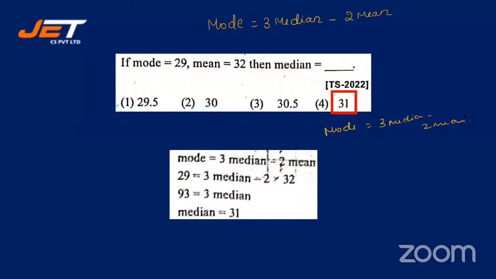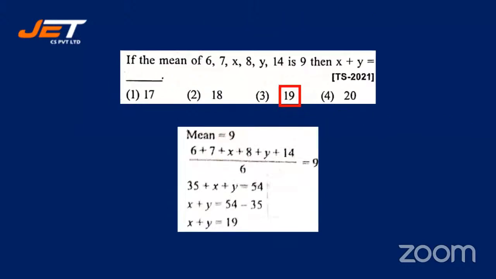Now mode is given, that is 29, equal to 3 times median. Median we don't know, so we write median minus 2 into mean, 32. When this 2 into 32 comes to the other side, it becomes plus. So we get 93 is equal to 3 times median. So median is equal to 93 divided by 3.